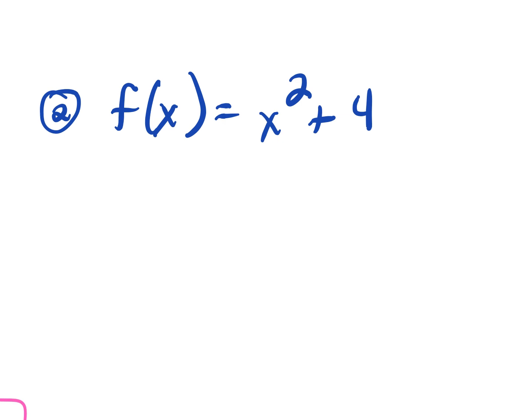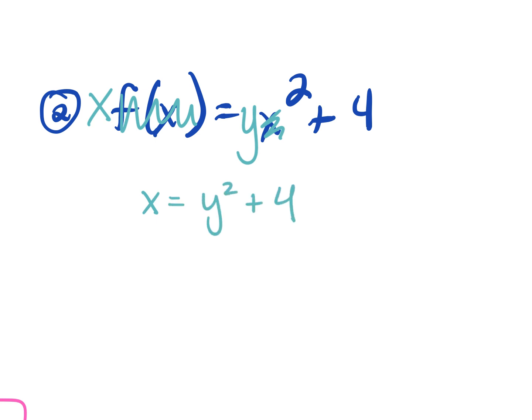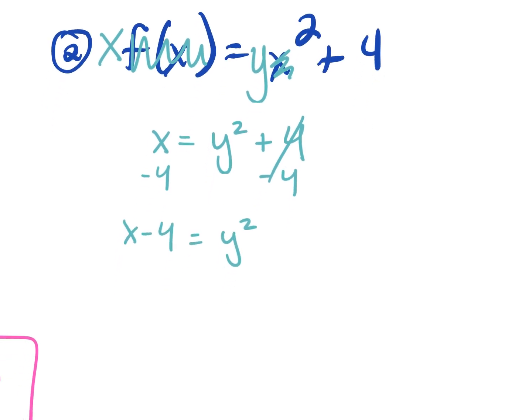What should we do first? Switch the x and y. So f of x is going to become x. X is going to become y. So we have x equals y squared plus 4. Now we want to solve for y. What should we do first to solve for y? Minus 4. We're going to subtract 4 on both sides. So x minus 4 equals y squared. What should we do next?